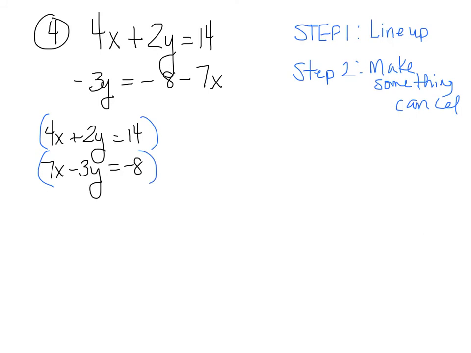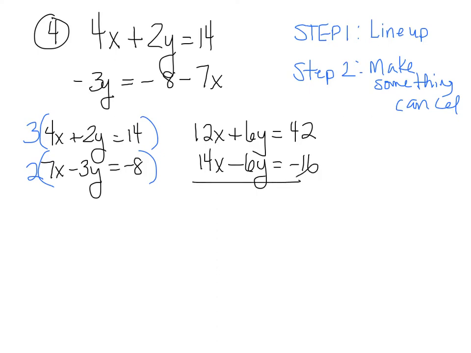So what would you multiply to 2y to get 6y? You'd multiply by 3. What would you multiply to negative 3 to get negative 6? You'd multiply by 2. So if you multiply the top equation by 3, you get 12x plus 6y equals 42. The bottom equation by 2 would give me 14x minus 6y equals negative 16. If nothing cancels, if you don't have opposite coefficients, you did something wrong. The y's cancel. I get 26x equals 26. So x would be 1.